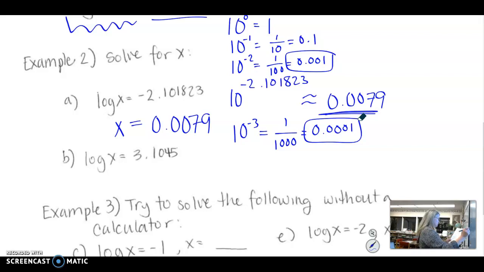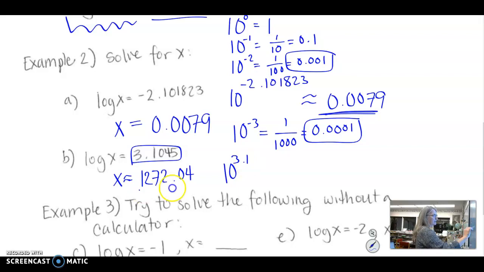And then for B, you should get x is approximately equal to 1,272.04. The meaning, again, I just want to go through this so this kind of gets drilled into your brain. 10 to this exponent is what we're finding here. 10 to the 3.1045 is approximately 1,272.04. And if you think, 10 cubed is 1,000, and 10 to the 3.1045 should be a little bit more than 1,000, so that makes sense.